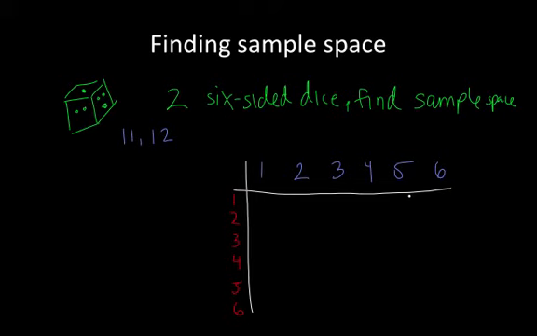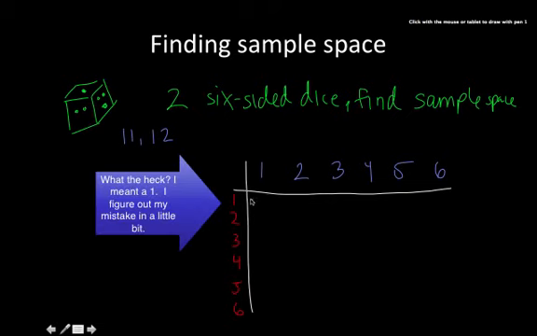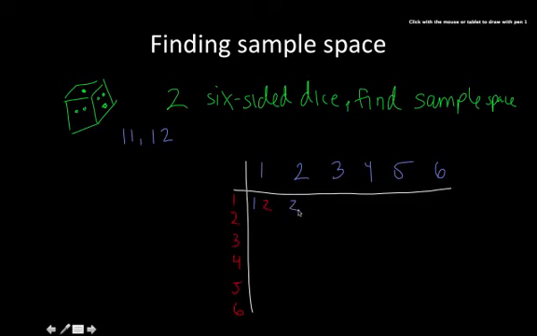So I can roll the first one and get a 1, but then roll the second die and get a 2. And then I can roll the first die and get a 2, and the second one and get a 1. I can roll the first one and get a 3, second one and get a 1. You see where I'm going here. So whatever column I'm in, I'm going to write that number down. Whatever row I'm in, I'm going to write that number down until everything is totally filled out. And then I'll know what my sample space will look like.